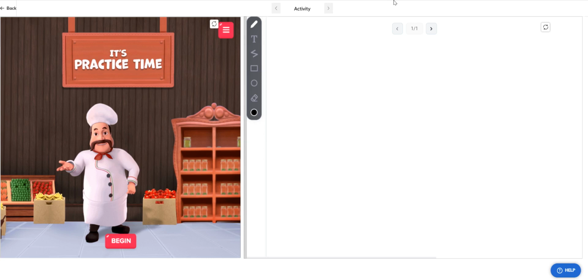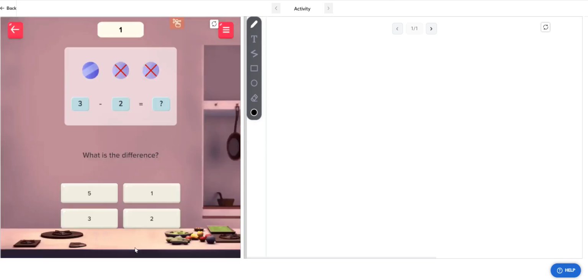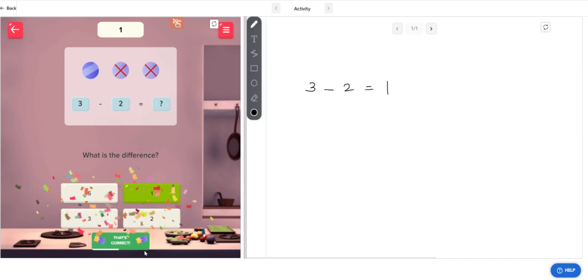From this activity onwards, we will be practicing our subtraction methods. What is the difference? Whenever a question says what is the difference, you have to subtract or take away, right? I have 3 marbles. I am taking away 2 out of this. How many am I left with? Just 1, right? So the difference of 3 minus 2 is just 1. See? Awesome, right? Nice work.